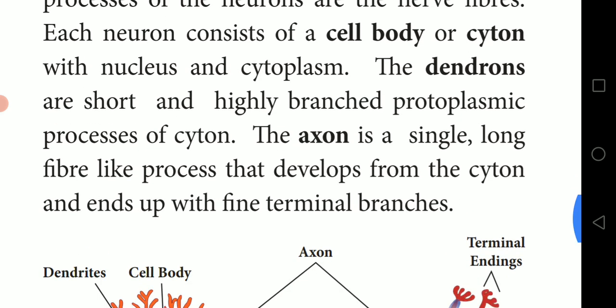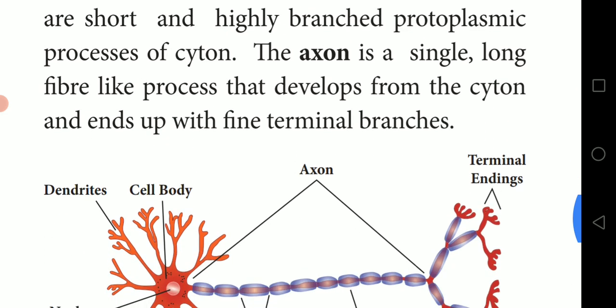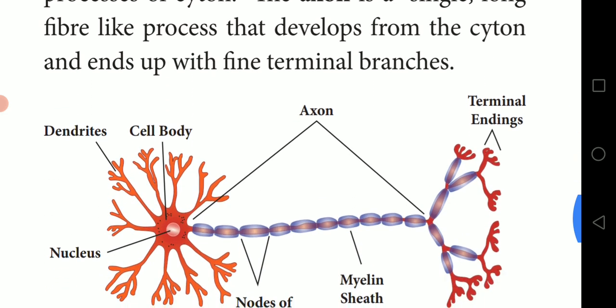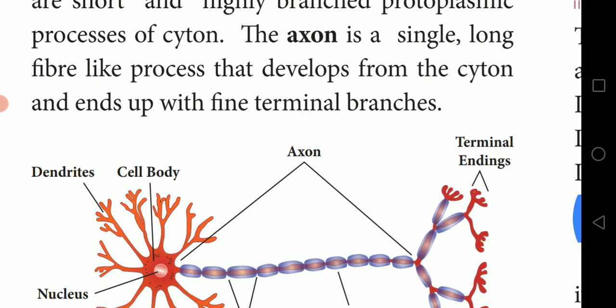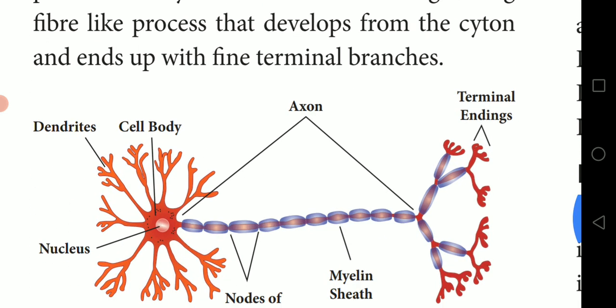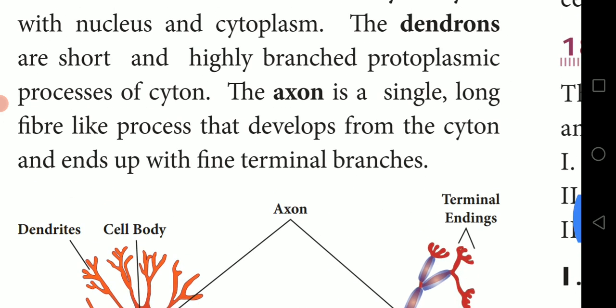Here, the cell body or cyton. The dendrons are short. Here, these are the dendrons. You can say dendrites or dendrons. Short and highly branched protoplasmic processes of the cyton. They branch highly from the cell body. That's what they say here.